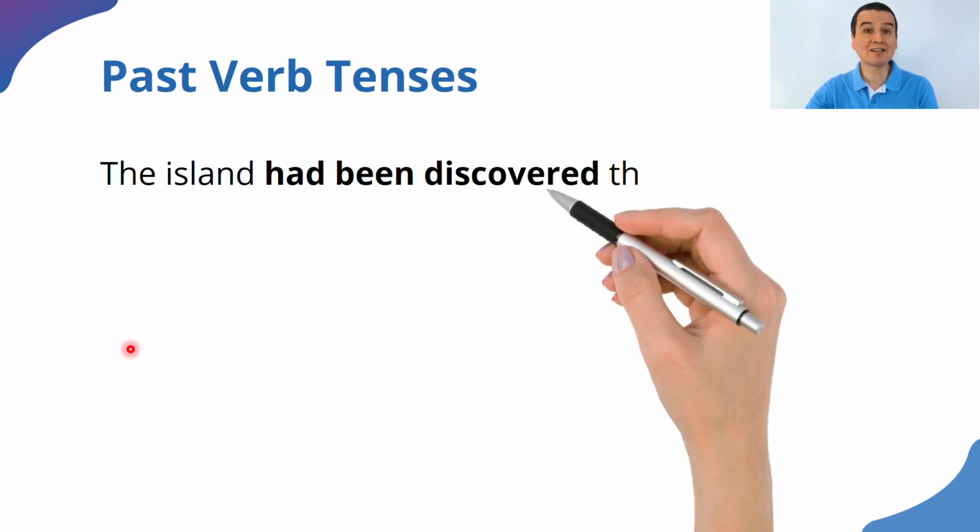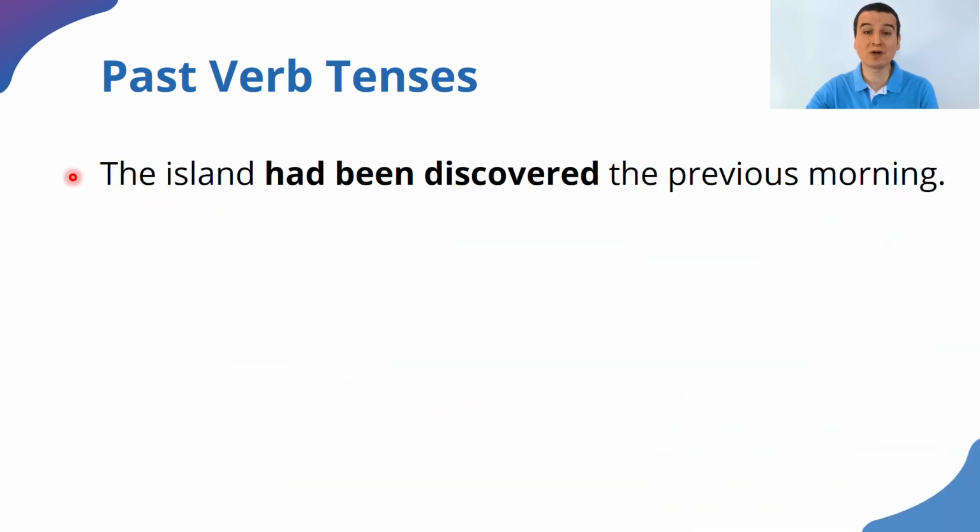The island had been discovered the previous morning. So it had been discovered. We're using the past perfect because it is an action that occurred at some point in the past, and we are talking about it from a later time. We're saying that the island had been discovered the previous morning. That means that the previous morning had already happened. That's why we use the past perfect.